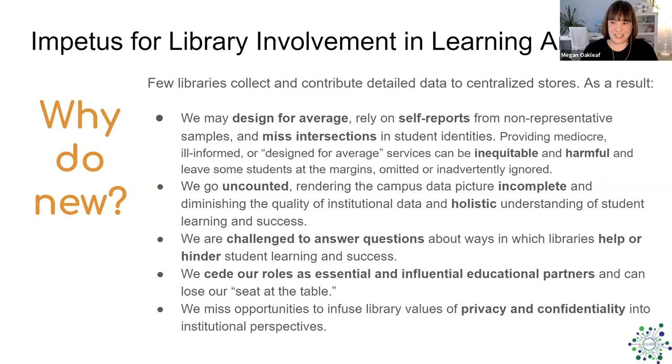If libraries don't participate in institutional learning analytics, libraries go uncounted, right? So we can't be included in those holistic and institutional pictures of understanding student learning and success, how we contribute, and it necessarily degrades the quality of the overall campus data picture. If the data is incomplete, if it's got a hole in it, then the decisions that are made based on that information are more problematic than they would be if there was a complete picture. So we need to think about what the consequences are of going uncounted.